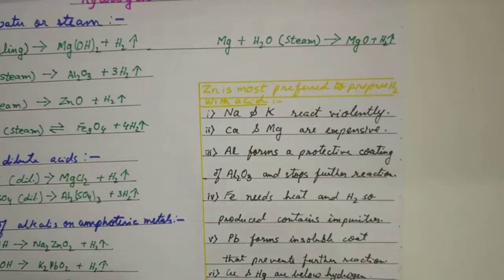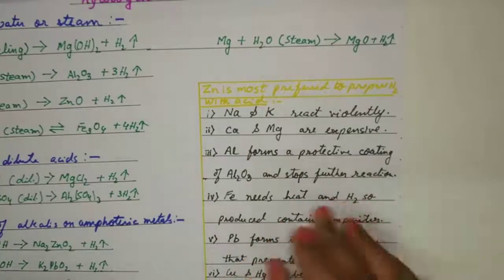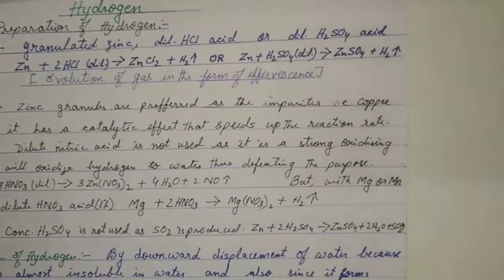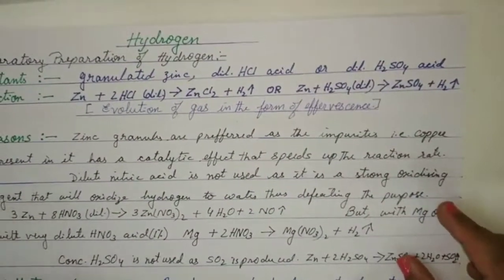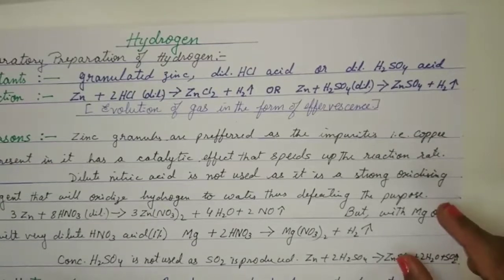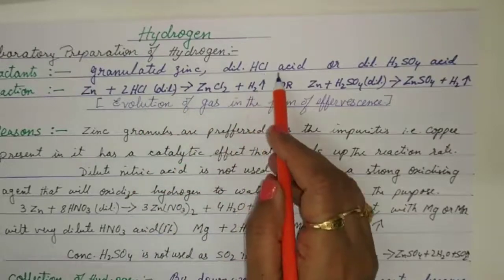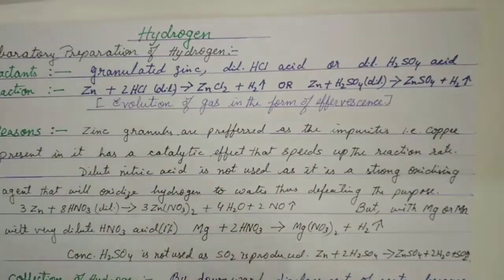So zinc is the most preferred metal which will easily give you hydrogen, but here again pure zinc is not taken. Pure zinc will not give you the result, and we are going to discuss it just now. So we talk about the laboratory preparation of hydrogen, where the reactants which are preferred are granulated zinc and dilute HCl or dilute sulfuric acid. Why zinc? We discussed it just now. Why granulated zinc? We will do it just now.